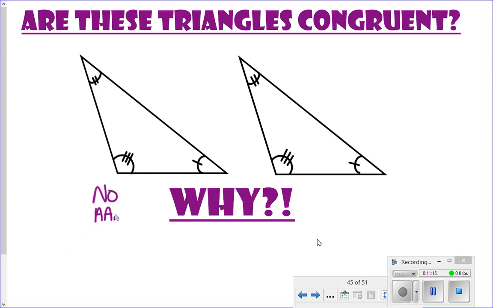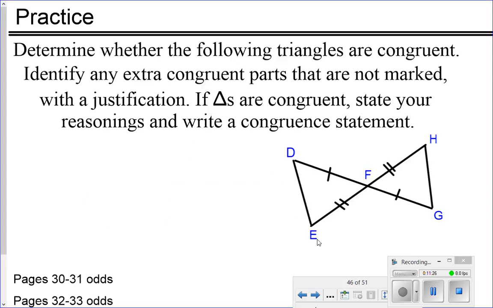because angle, angle, angle. Now, when you don't prove triangles are congruent, then don't write the congruent statement. Don't write triangle whatever is congruent to triangle whatever. You can't prove that they are congruent, so don't write a congruent statement. Okay, so this one you want to copy in your notes.